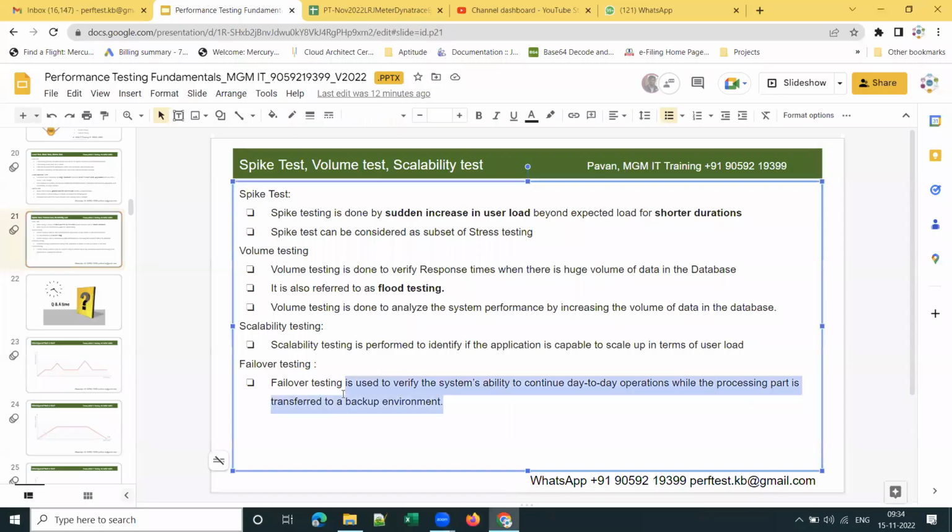You understood, right, guys? So every application will have a main environment and a backup environment. Is it clear, guys? Understood or no? That means you will have the same application running on different servers in some other city. Here in this case. Understood, guys? Able to follow or no?